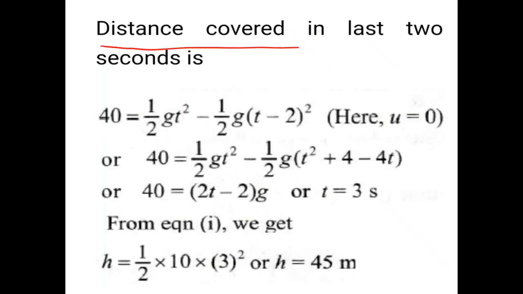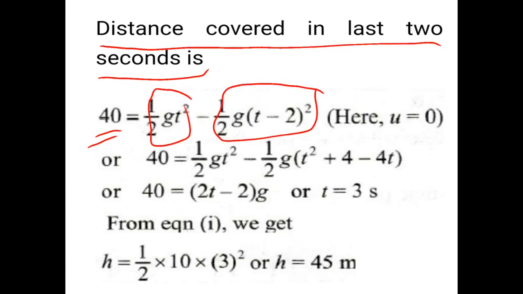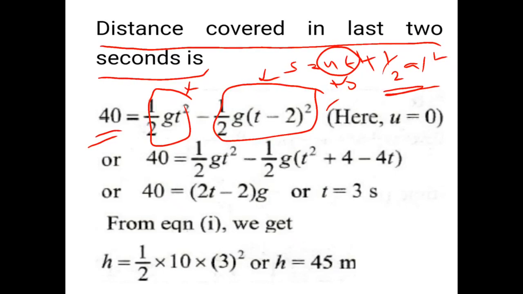So distance covered in last 2 seconds, how we can get it? 40 meter is the distance covered in t seconds minus distance covered in t minus 2 seconds. So from the formula s equal to ut plus half at square, this term will not be here because u is 0. So half at square becomes half g t square here, and here half g into t minus 2 whole square. So what happens in the next step? 40 is equal to half g t square minus, if you expand t minus 2 whole square, you will get t square plus 4 minus 4t.